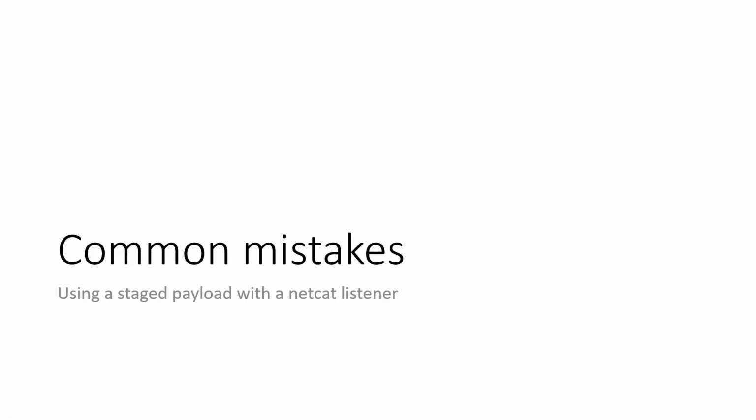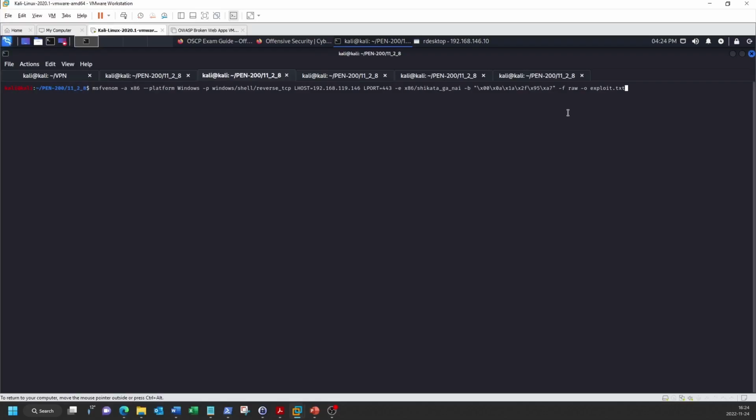Using a staged payload with a netcat listener. When I ran MSF Venom earlier, I used the shell_reverse_tcp payload. As I mentioned at the time, this is the unstaged version, so it's all in one piece. However, suppose that I used the shell/reverse_tcp payload instead. This would specify a staged payload in 2 pieces. To keep this example simple, I'll use raw format and output the results to exploits.txt. I'll then transfer that file over to the Windows VM.